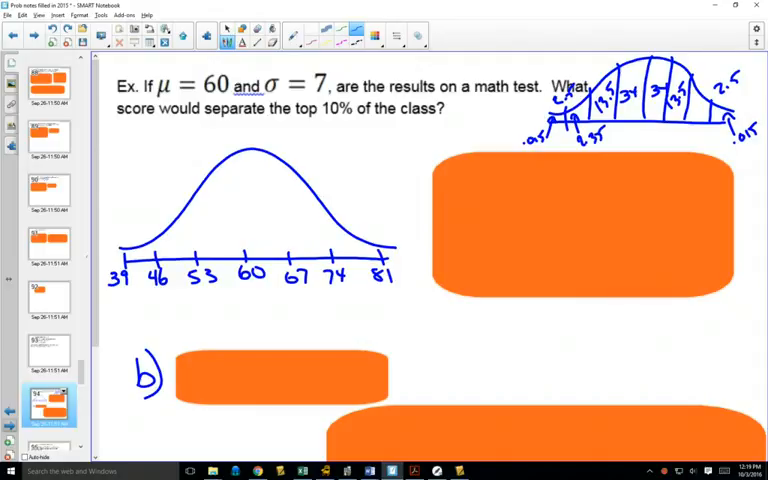So where would the top 10% be? Well, it would include all of this beyond here, all of this one, and it would somewhere be in there as far as an estimate goes. And so we're looking for that score. What is this value right there that would separate this, so I have this part equaling 10%, 10% of the area.